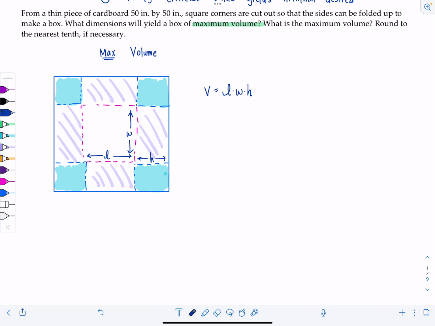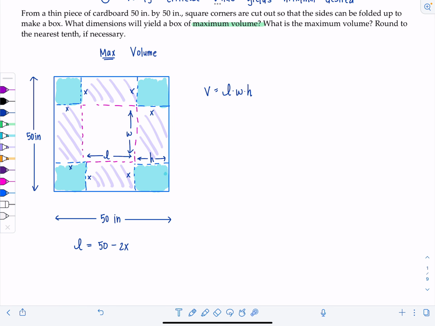Well, they told us originally the cardboard that we're cutting up is 50 by 50. So that's 50 inches. That's 50 inches. That's not how long the length is though, or the width, because we cut into it. And I don't know how much we're cutting into it. It just says that these are square corners. So I'm going to call this x and this is x. These are all x's. All right, then hopefully you can see the length is 50 minus 2x.